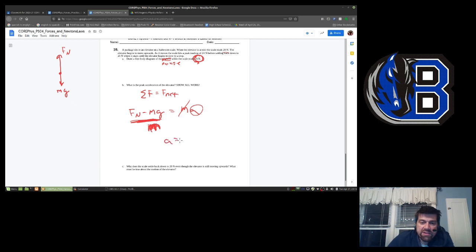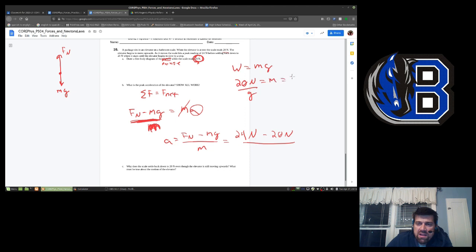So I get acceleration equals the normal force, which is while the scale reads 24 newtons, minus the original weight, all over the mass. So while I'm accelerating, the scale spiked, I have its reading, and I have the original weight, all over the mass. My normal weight is 20 newtons, so I must be 2 kilograms of mass. And I get 4 newtons divided by 2, you should get 2 meters per second squared.